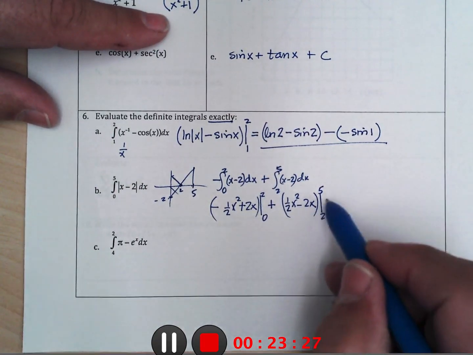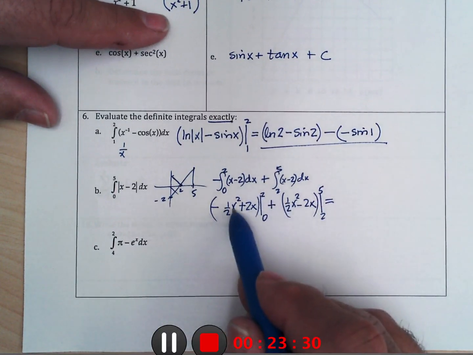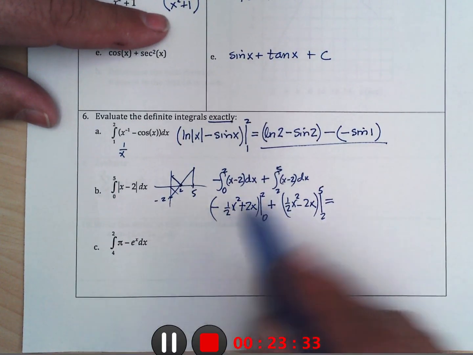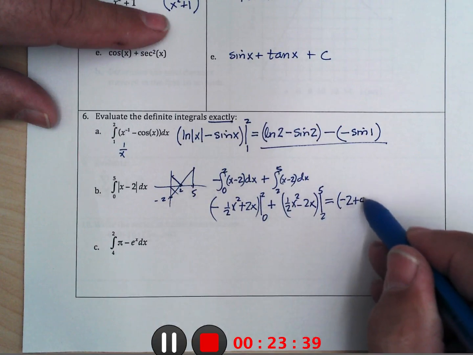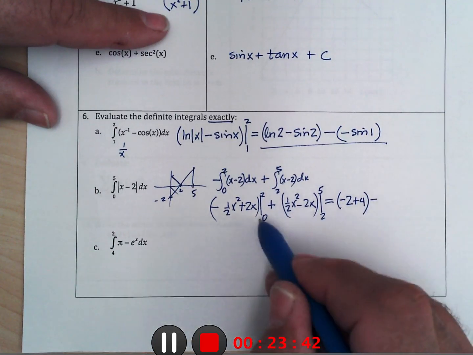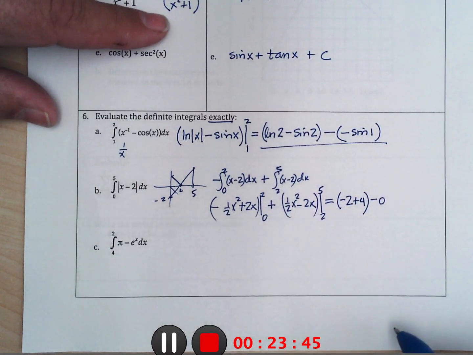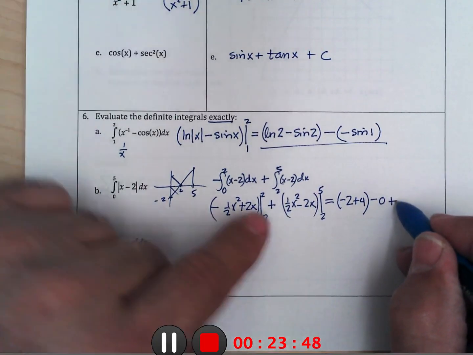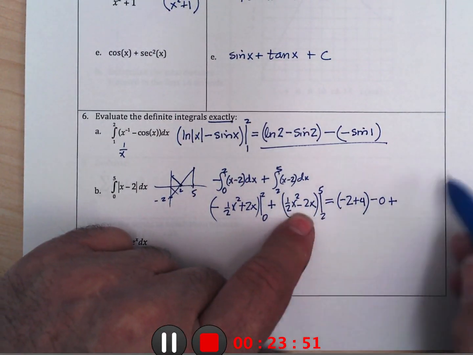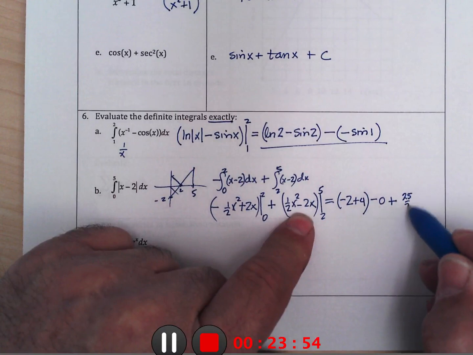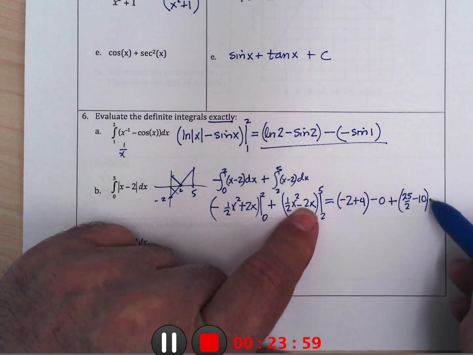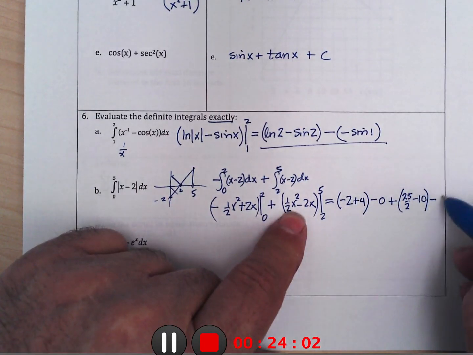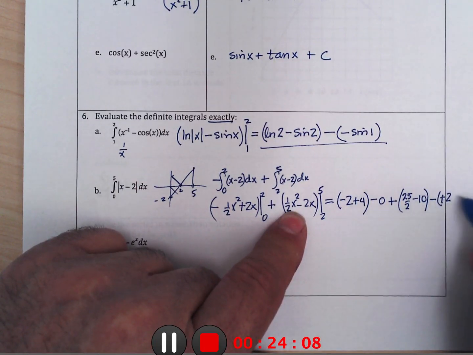And so we get 2 in here, we get 4. Half of 4 is 2, so we get negative 2. 2 into there is plus 4. Minus, and putting 0 into this, I get 0. Plus, putting 5 in there, I get 25 halves. Putting 5 in there, I get minus 10. Minus, putting 2 in there, I get minus 2, or I get 2 minus 4.